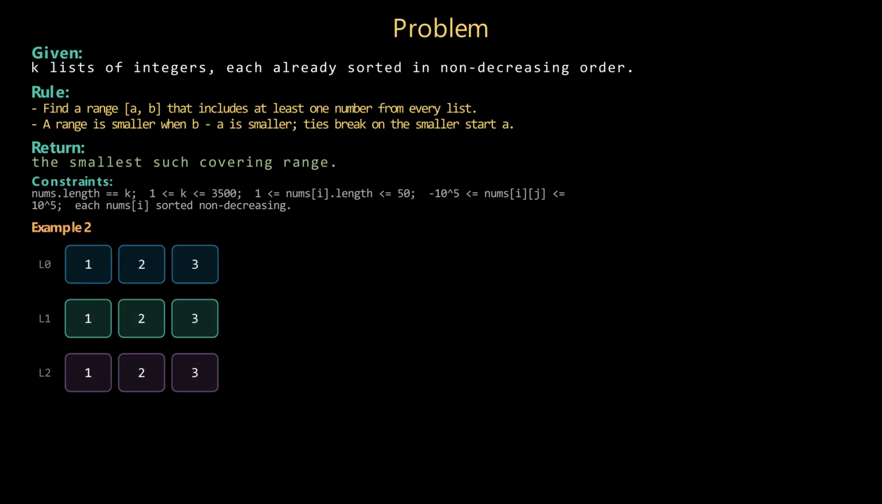Example 2 shows 3 identical rows. Since the value 1 appears in every row, a single point covers all lists at once. The smallest range is 1 to 1, a window of width 0.